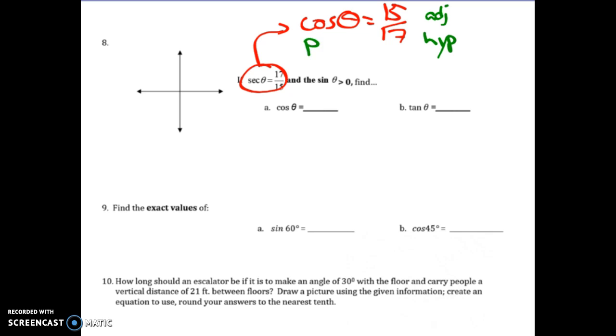So right here, they're telling us that we have a positive 15 over 17. If I think to All Students Take Calculus, we're talking either quadrant 1 or 4, one of those two. The next portion says that sine is greater than 0. That's a fancy way of saying positive. Well, sine is positive in quadrant 1, but it's negative in quadrant 4. So this has to land in quadrant 1. Ding, ding, ding, this is our winning quadrant.